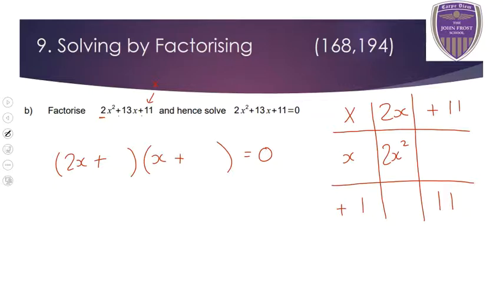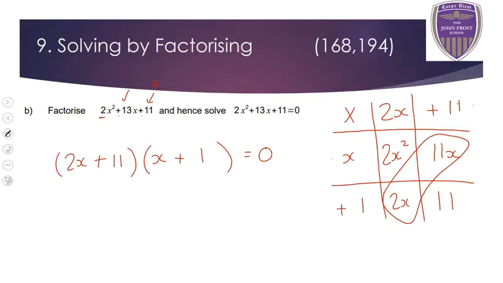Okay, so x times by 11 is 11x. 1 times by 2x is 2x. If we collect those 2 together, then we do get plus 13x. So that means that one's right. So it's 2x plus 11 and then x plus 1. Okay, so lucky guess, we got it right first time.